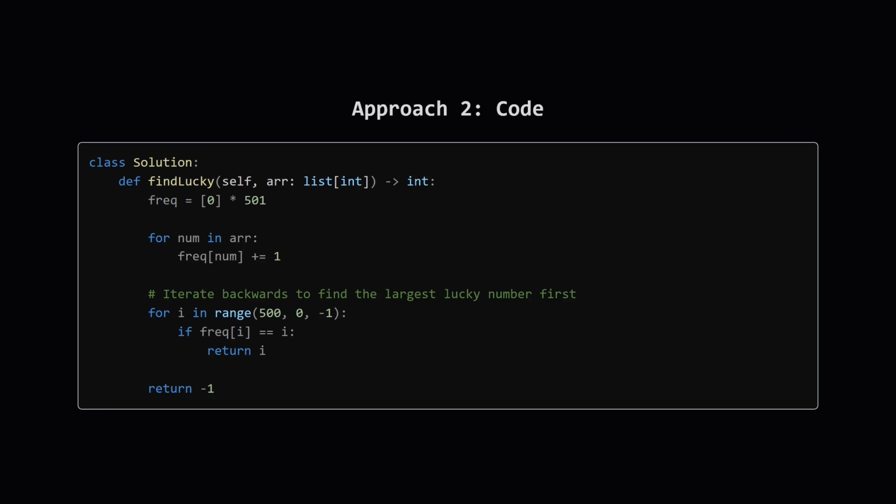We start by creating a frequency array called freq, filled with zeros. We then loop through our input array. For each number we see, we go to that number's index in our frequency array and increment the count. Now for the clever part. Since we want the largest lucky number, we can loop backwards, from 500 down to 1. The very first time we find an index, let's call it i, where the count stored at that index is also equal to i, we've found our answer, we can return it right away. If the loop finishes without finding anything, it means there were no lucky numbers, so we return -1.